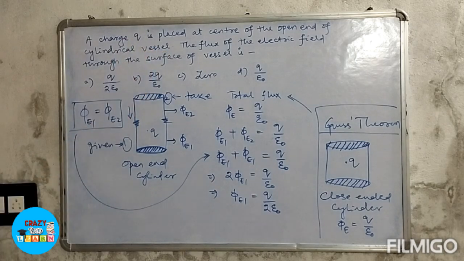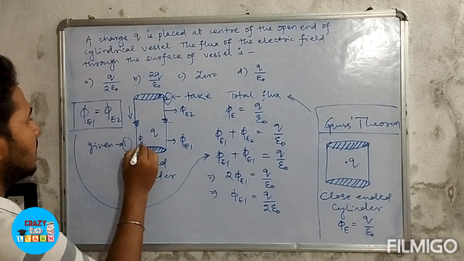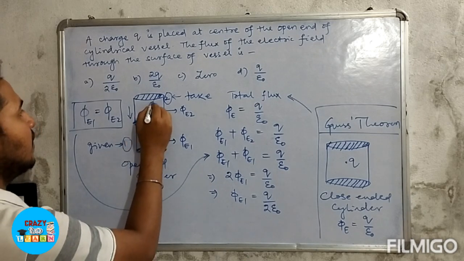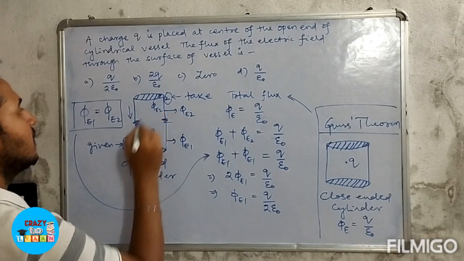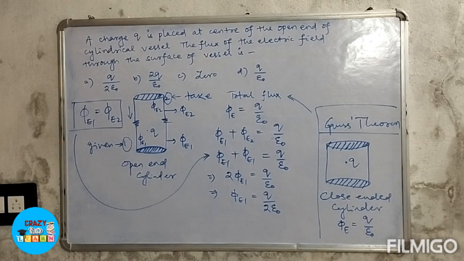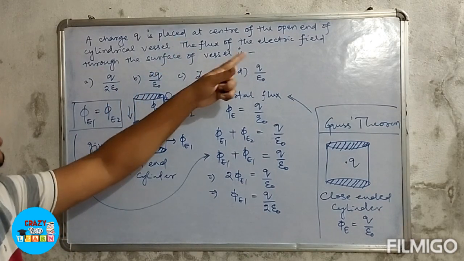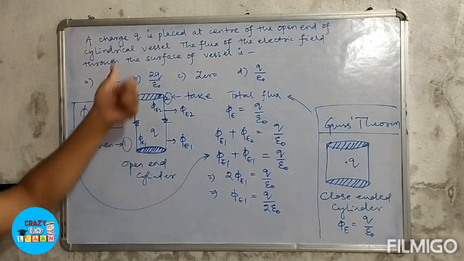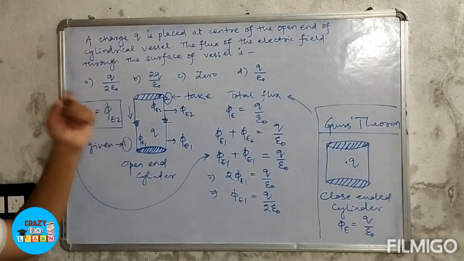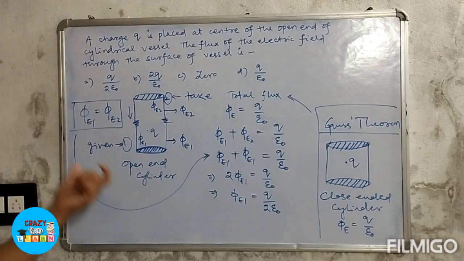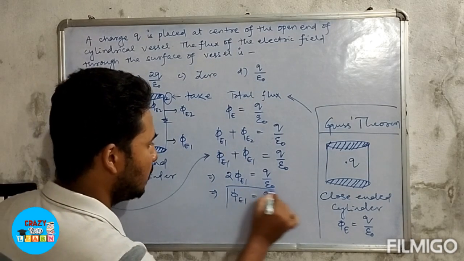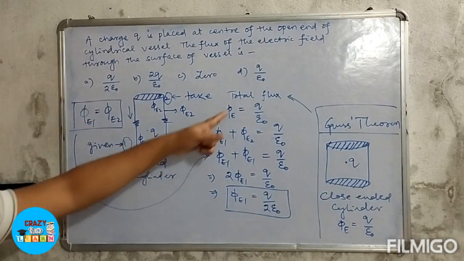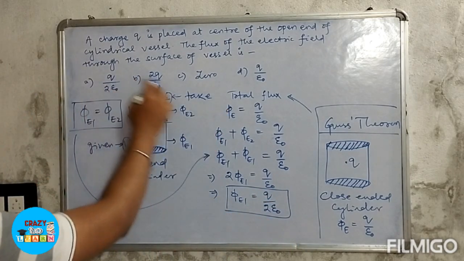What is asked to you? Only phi E1 is, this is the phi E1, and here we are getting phi E2. Okay, so what is asked to you? The flux of electric field through the surface of the vessel, open ended vessel के लिए पूछा था. It is asked to you for the open ended vessel. So the electric flux linked with the open ended cylinder is phi E1. It is the total flux linked with the total system.